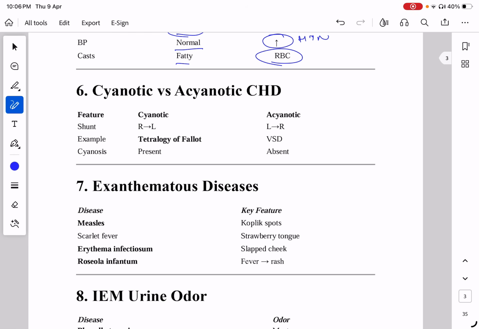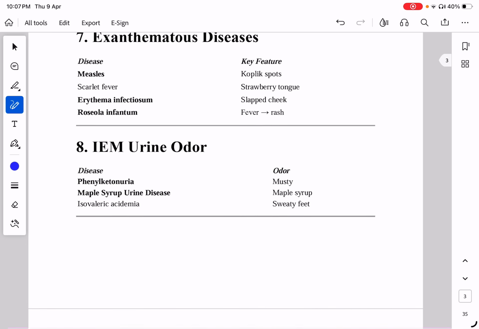Cyanotic versus acyanotic CHD. In cyanotic CHD the shunt is right to left; in acyanotic it's a left to right shunt. So right to left shunt: the pumping part of the heart, which pumps blood to the whole body, receives the unoxygenated blood. Example: TOF. VSD is acyanotic. Cyanosis is present in cyanotic and absent in acyanotic.